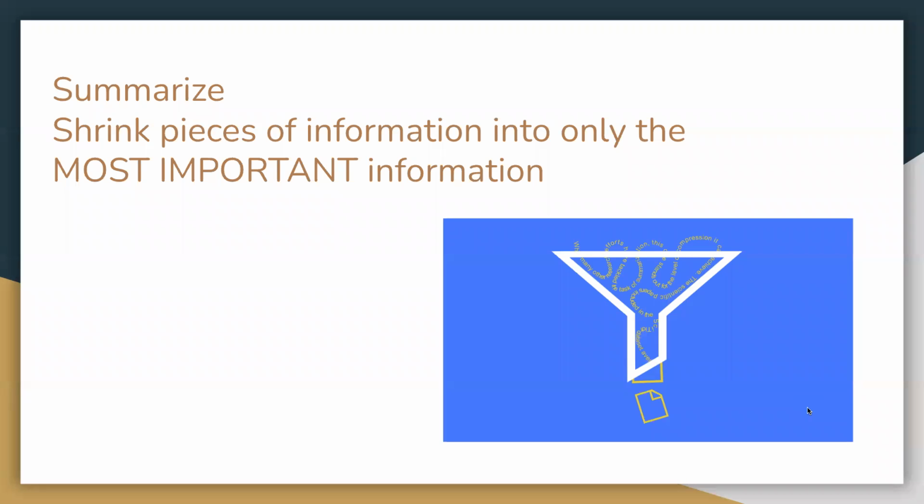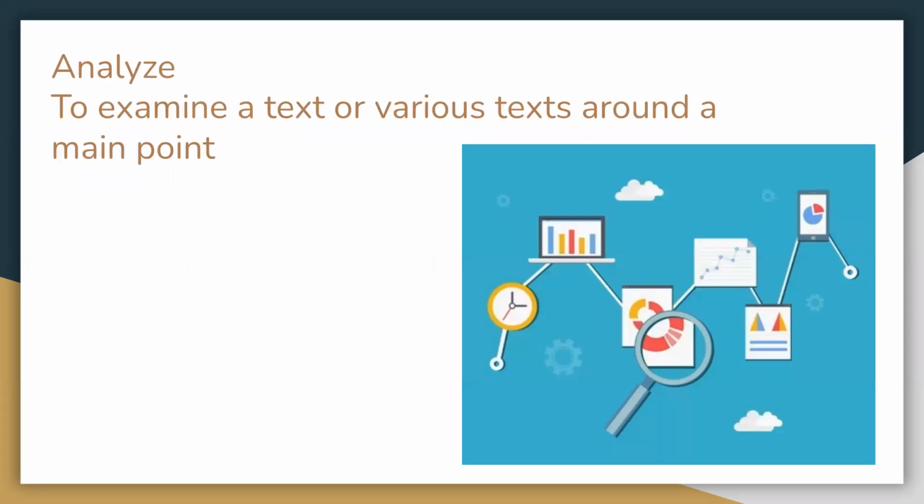So what does it actually mean to summarize? When we write to summarize, we shrink smaller pieces of information into only the most important information. When we analyze, we examine a text or various texts around a main point. So you might say, children need enough time to play during recess. If that is your thesis statement, you might then find different resources that discuss and prove that in order to be able to analyze and prove your point.